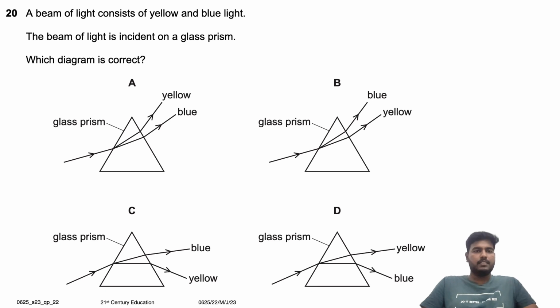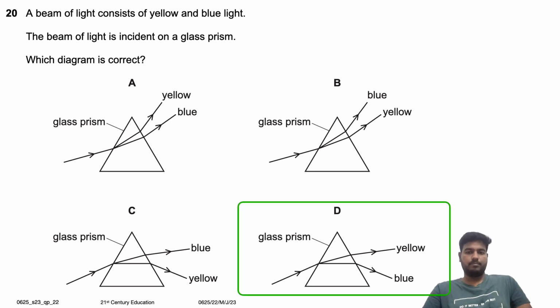A beam of light consists of yellow and blue light. The beam of light is incident on a glass prism. Which diagram is correct? If you want to remember prism dispersion, remember VIBGYOR will go from down to up: V, I, B, G, Y, O, R. So blue will be at the bottom, yellow will be at the top, D.